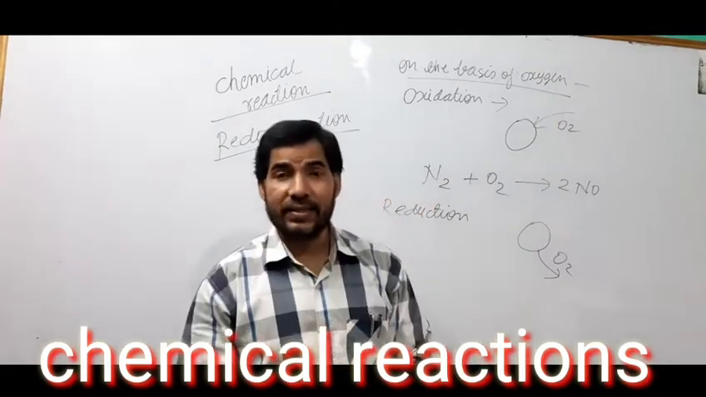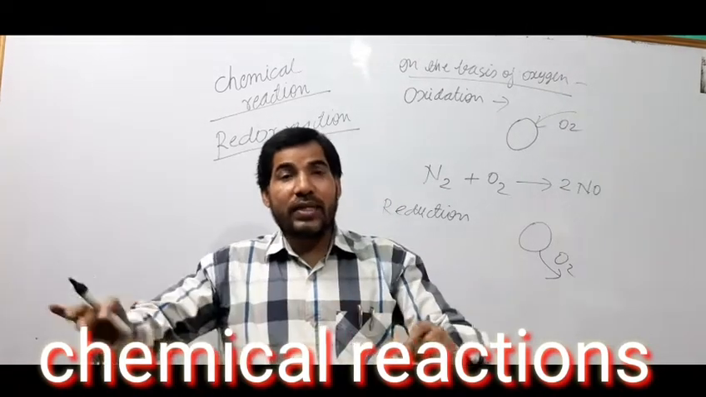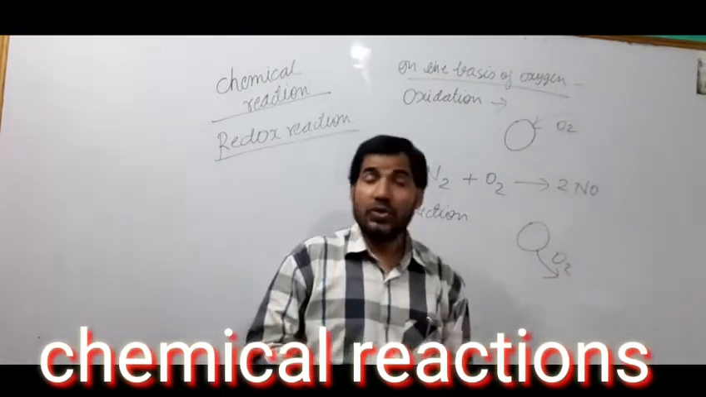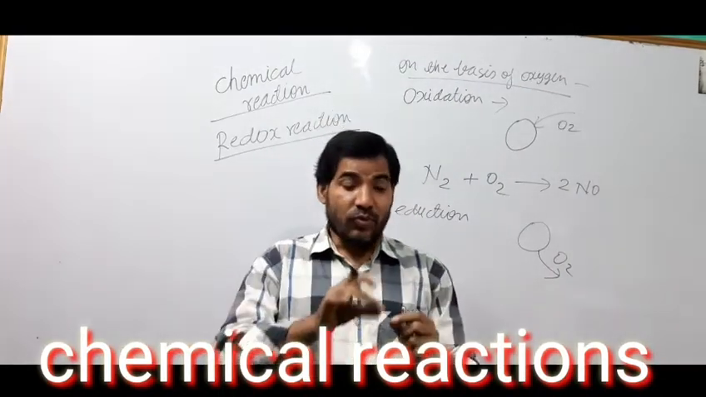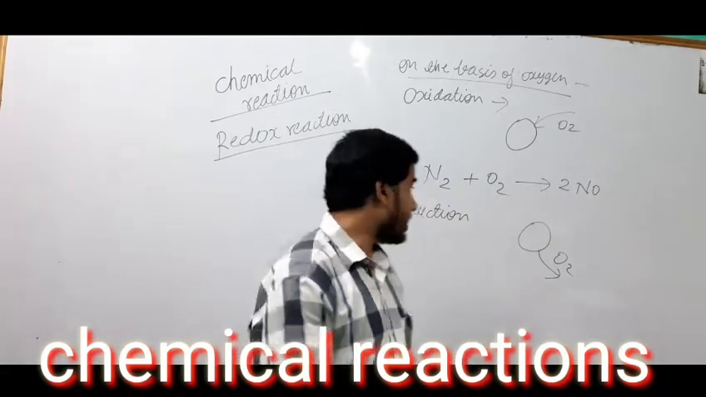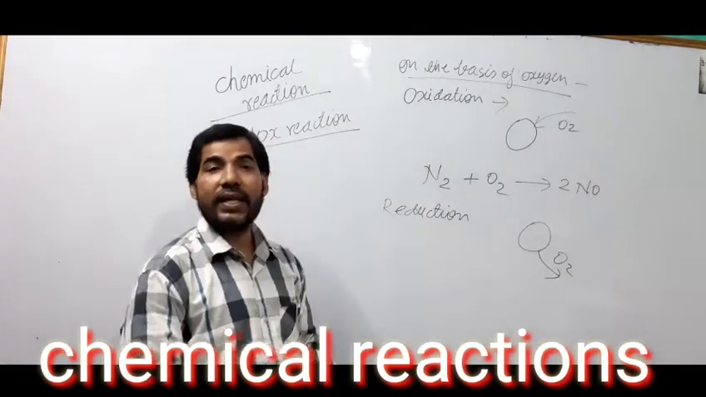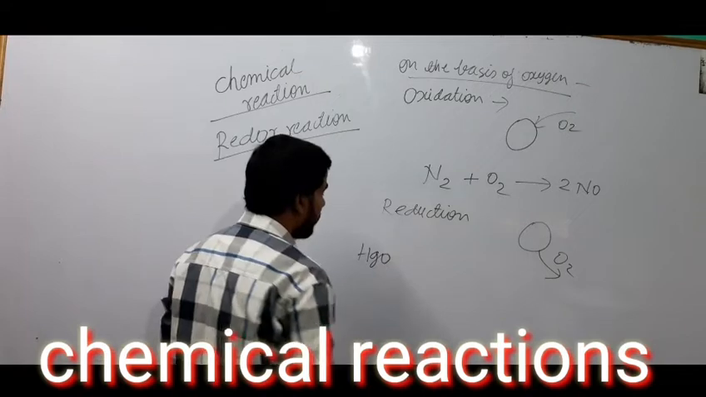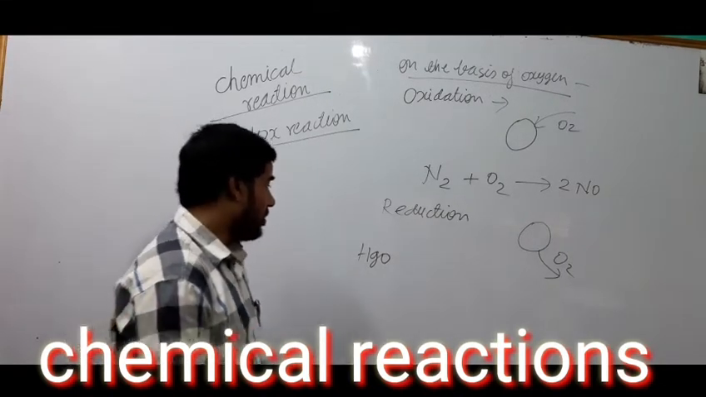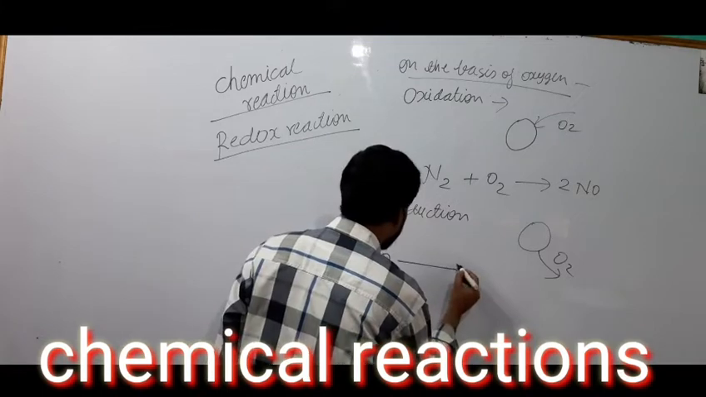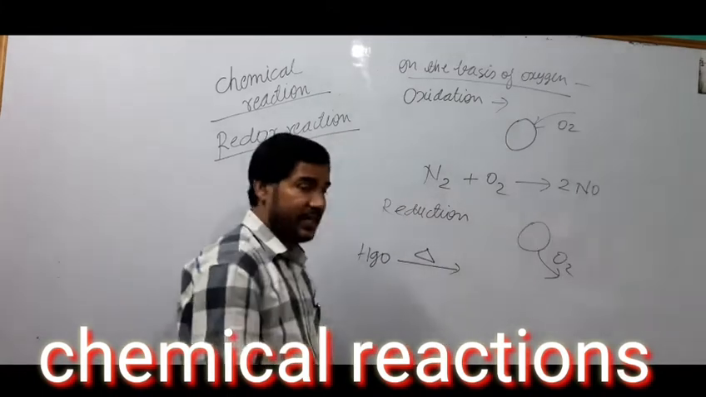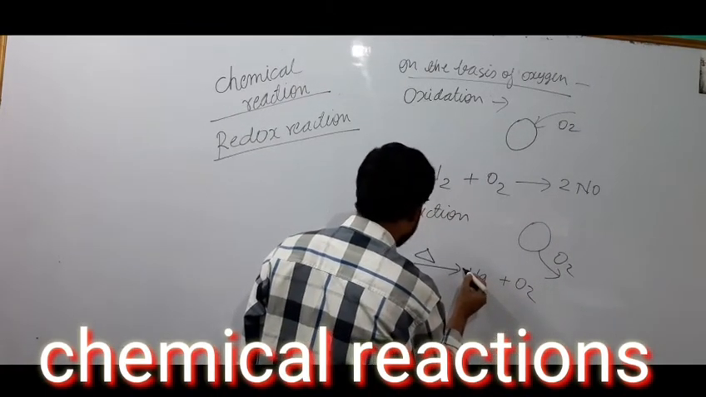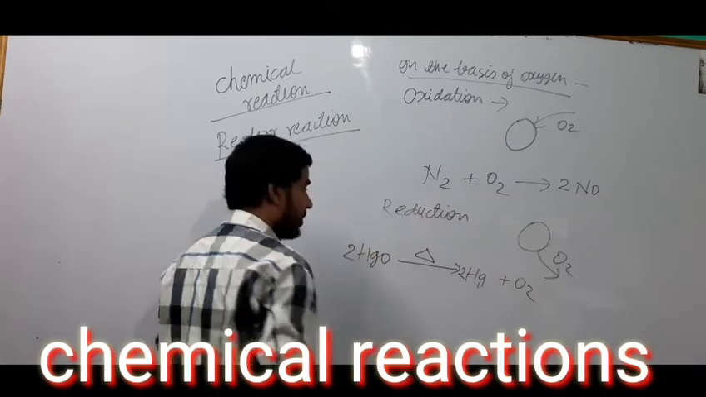Those chemical reactions in which removal of oxygen takes place, because our basis is oxygen, are called reduction. To understand this, we will take an example. Have you heard the name of mercury oxide, HgO? You are seeing here, when it is heated, it breaks into Hg plus O2. We have to balance it here in this way.